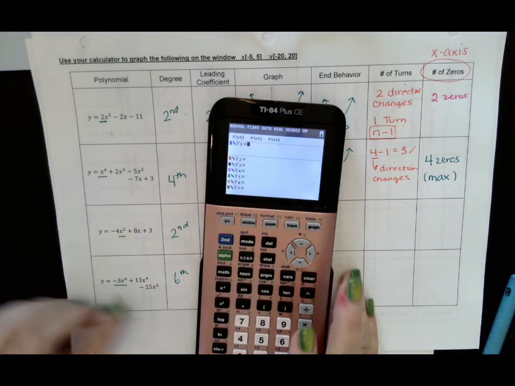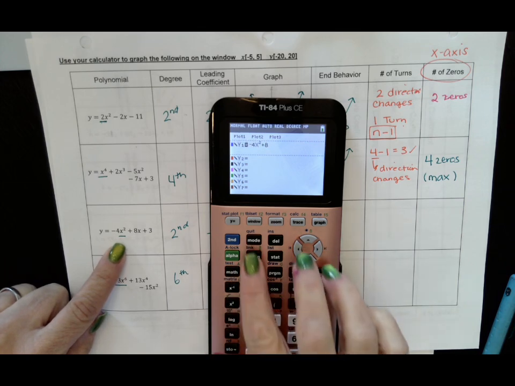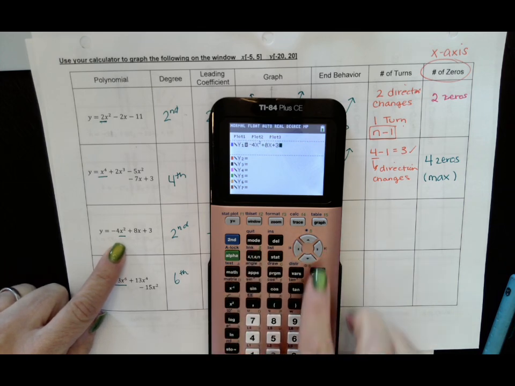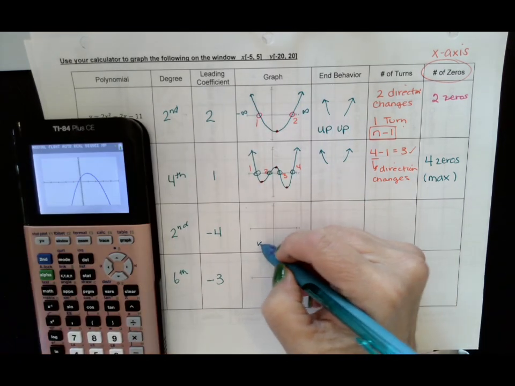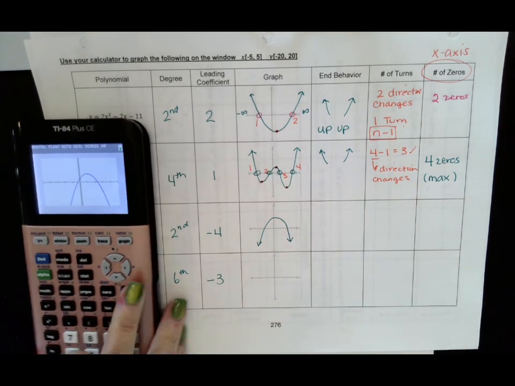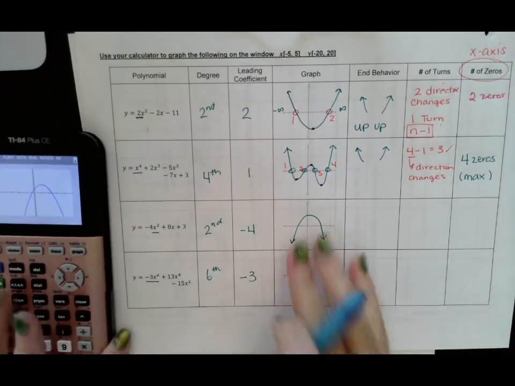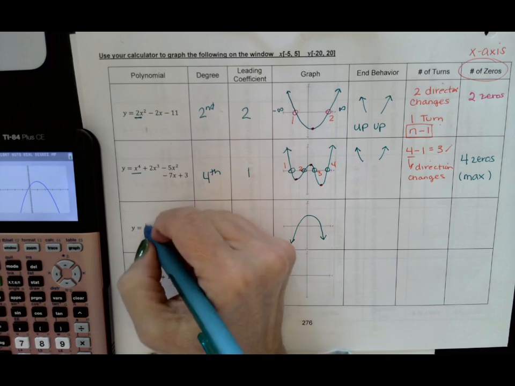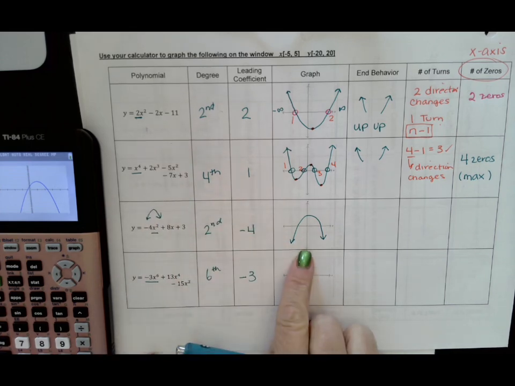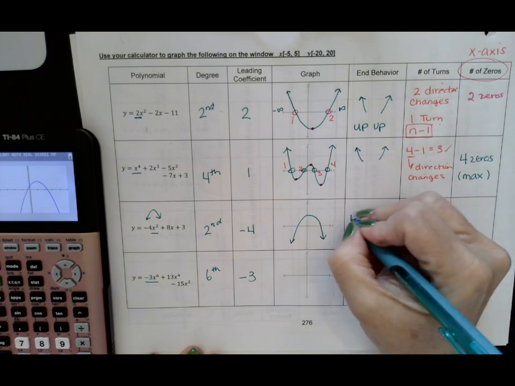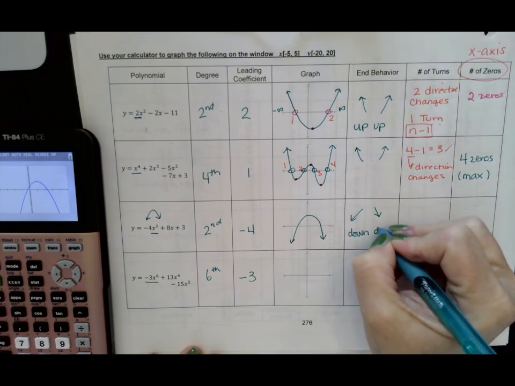So go in here, I'm going to put in this new one, so negative 4x squared plus 8x plus 3. And I'm going to go ahead and graph it, and then I want to sketch that. So I have something that's going to look like this. Now, we already knew that. You already know that because this is an x squared, so we know that this is going to be a u, and this is negative, so we know it's going to be down, which is exactly what we have. So my end behavior here looks like this, so we would say down, down.